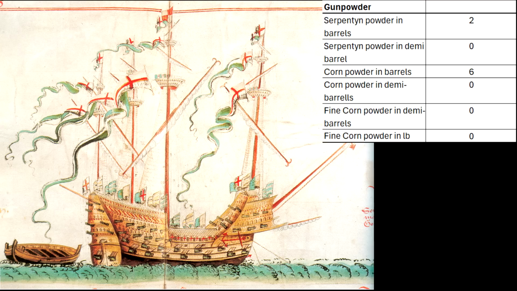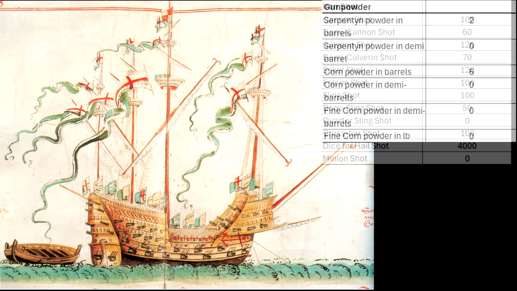In terms of gunpowder, the ship carries just over 8 tons, because remember, the ones measured in barrels and demi-barrels are actually lasts, which are just over a ton. So you've got just over 2 tons of serpentine powder, so that would be your primer powder on the bigger guns, and also very fine powder for some of the smaller firearms, and then 6 tons of corn powder, which would be your general propellant.